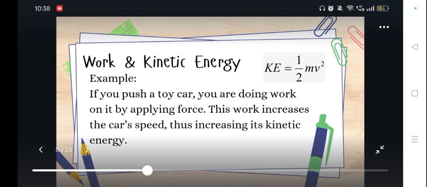So in simpler terms, if you push a toy car, you're actually doing work by applying force on it. And by doing so, it displaces the toy car. So this work that you apply on the toy car that enables it to move further is actually making the toy car's speed increase, thus increasing also its kinetic energy.